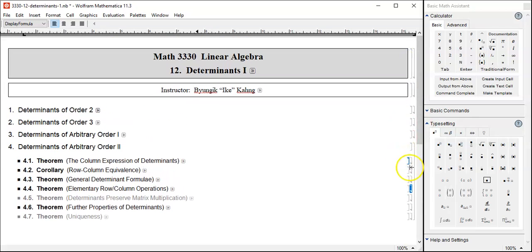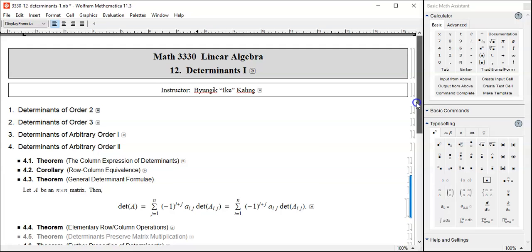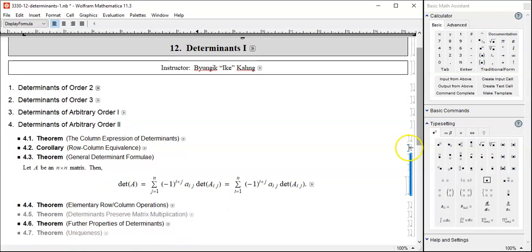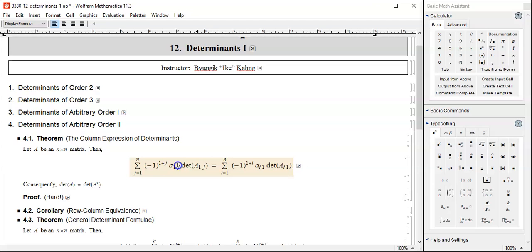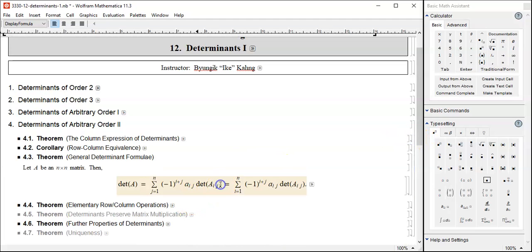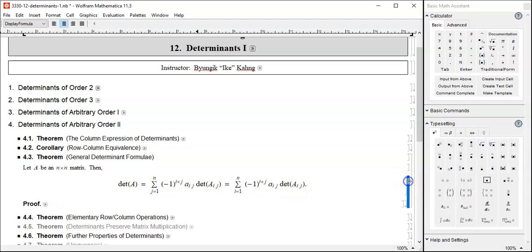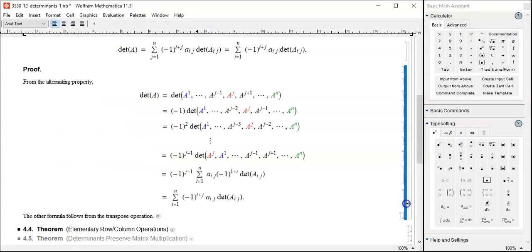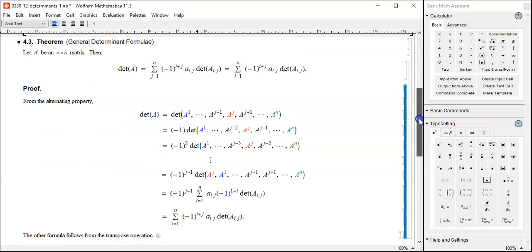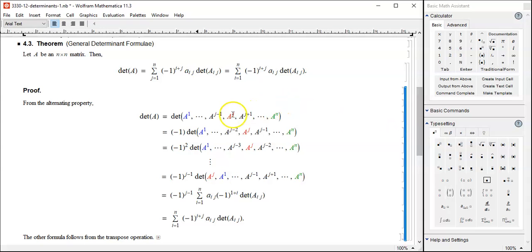Finally, let's go to theorem 4.3, the general determinant formula. We did it for first row versus first column, but let's do it for the ith row and jth column. How do we prove it? Well, here's the proof. What we're going to do is use the alternating property multiple times to move the jth column to the first column and then apply theorem 4.1.